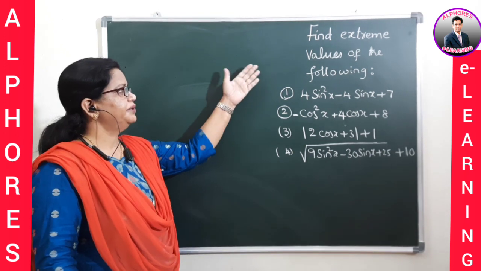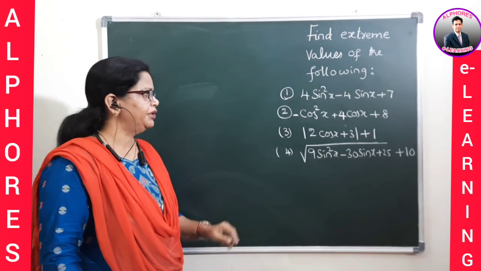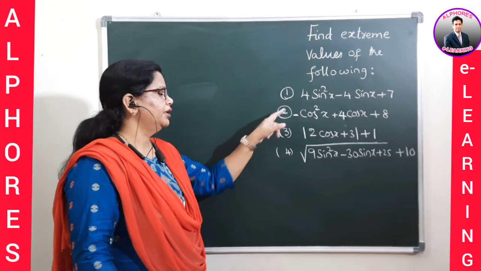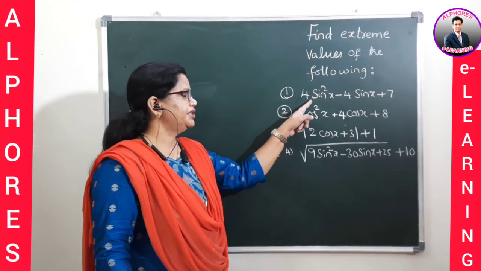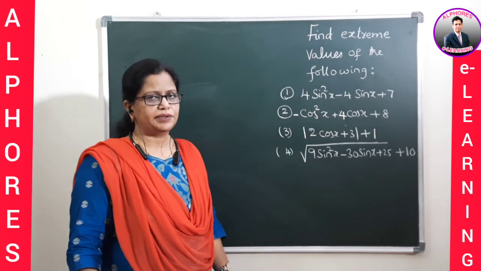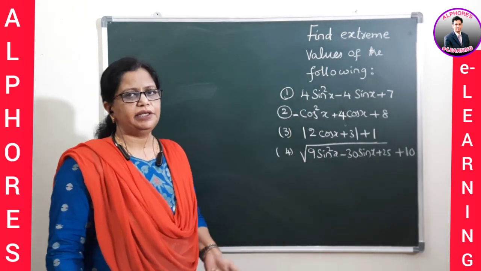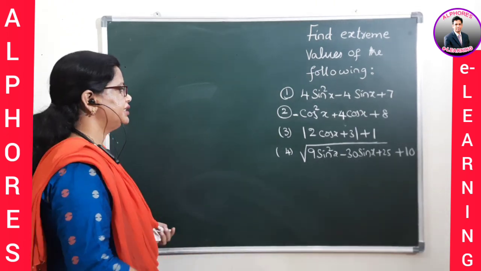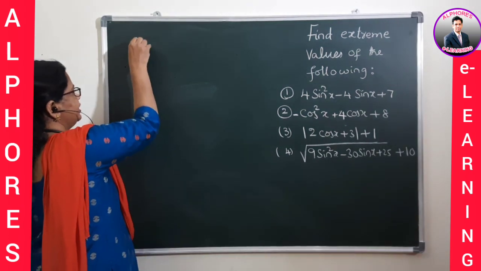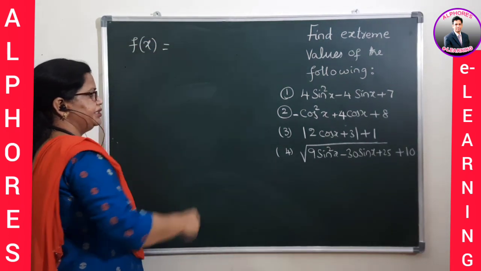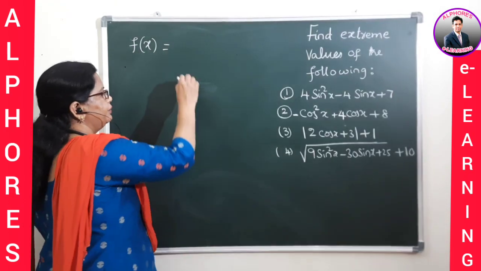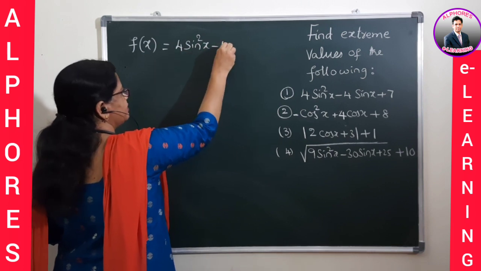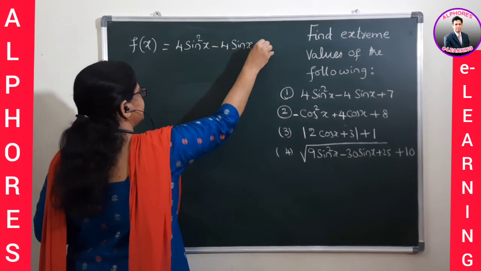Now let's have a glance, students, at these problems based on that concept. First one is 4 sin square x minus 4 sin x plus 7. Now if you consider this one, this is an expression which is quadratic in sin x. So once it is quadratic in sin x, just like our previous one, you can express it as a perfect square. Let us take it as f of x because the variable is x. Now 4 sin square x is (2 sin x) whole square, minus 4 sin x plus 7.